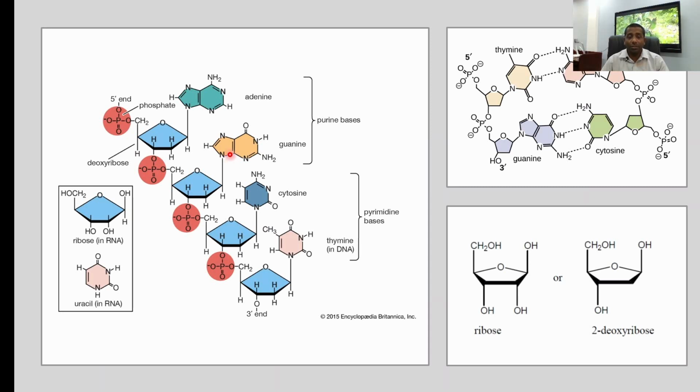DNA molecules form a double helix, but in RNA they only form a single strand. In DNA, the double helix is bound together by hydrogen bonds between the nucleotide bases, as you can see over here.